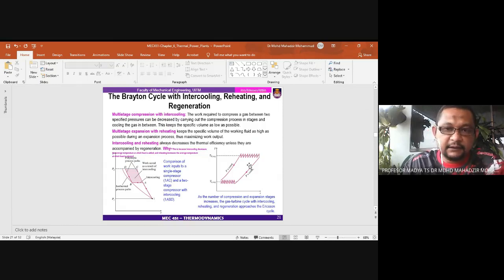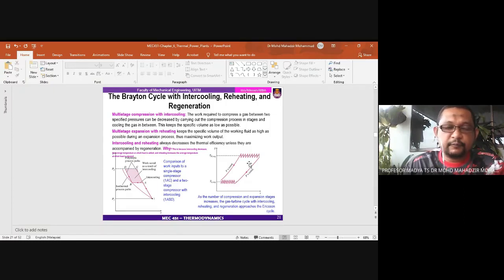You also have to know that when we talk about multi-stage compression with intercooling, the work required to compress a gas between two specified pressures can be decreased by carrying out the compression process in stages and cooling the gas in between. This keeps the specific volume as low as possible during the process of intercooling.